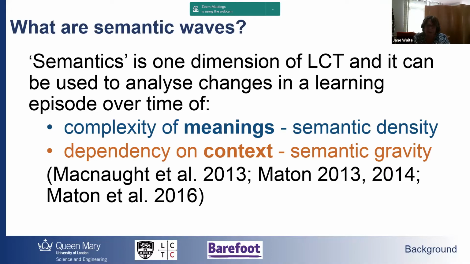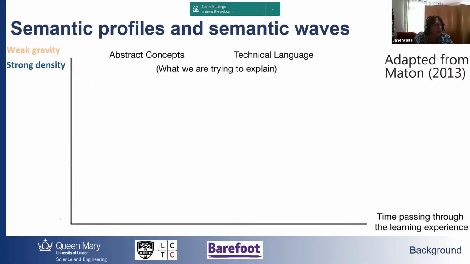The second aspect of semantic waves is gravity. The idea of gravity is all about context. So you might talk about cats just generally, about the general feline experience, but you might talk about my cat specifically, and the fact that it's just jumped up onto my desk. That would have a strong gravity because it's about my particular cat in this particular situation rather than cats in general. So that was a bit off the cuff.